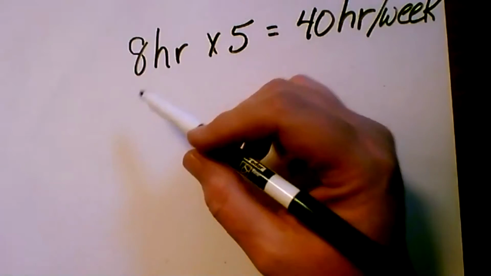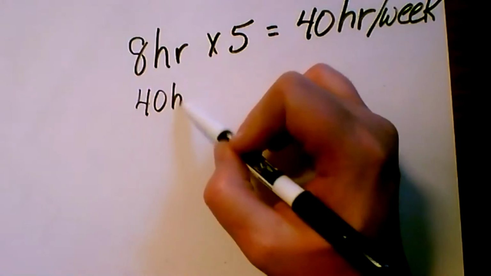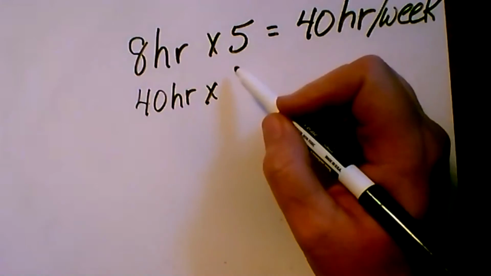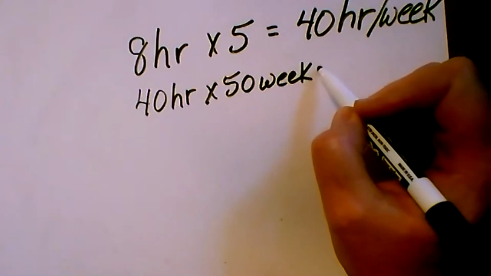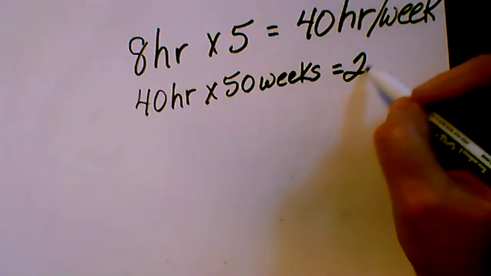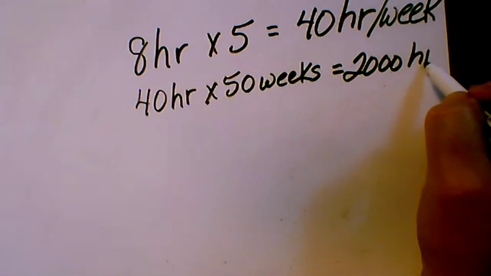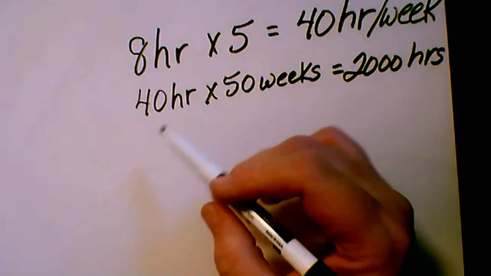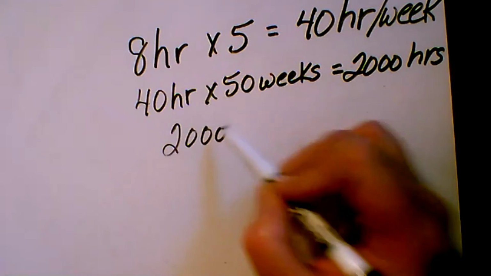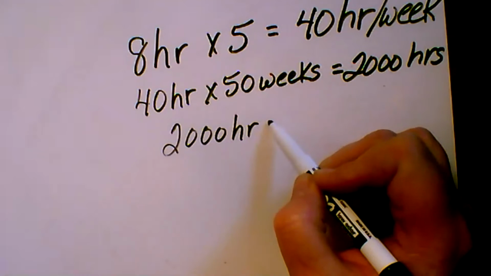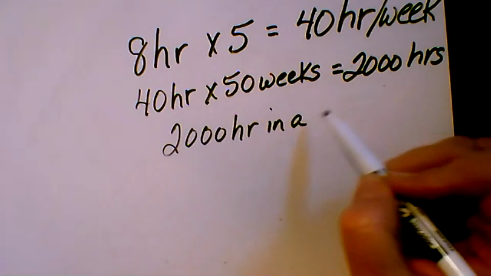And then 40 hours times 50 weeks gives us 2,000 hours. So this person, Des, works 2,000 hours in a year.